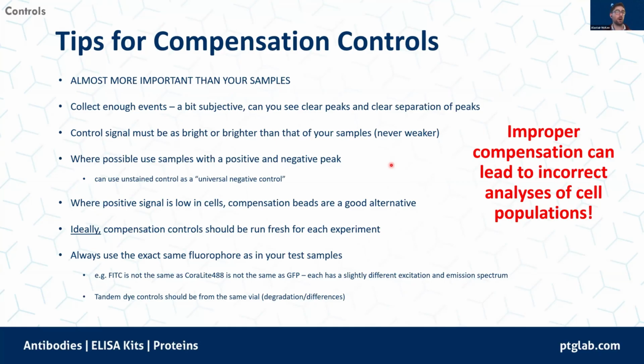And it's really important that when you are running these controls, you use the exact same fluorophore as the one that you're using in your test sample. So FcZero is not suitable as an alternative to Coralite 488, for example. The other thing to note is if you're using tandem dyes, then the compensation control should be from the very same lot or even the same vial. That's just because those particular dyes can sometimes degrade over time, and so you want to ensure that you're using it from the same vial to make sure that those compensation values are as accurate as can be.